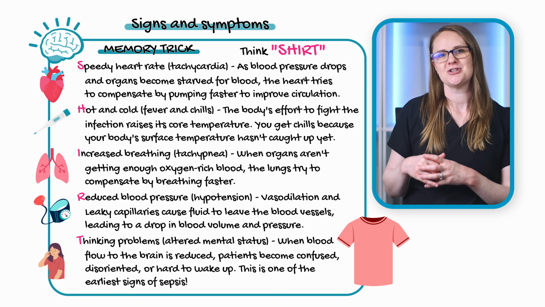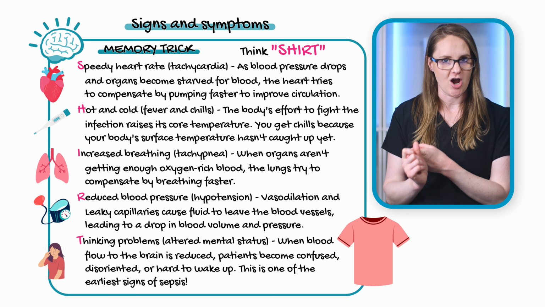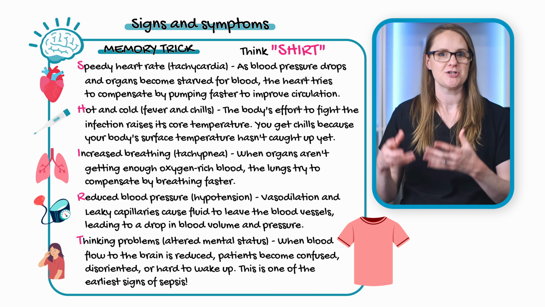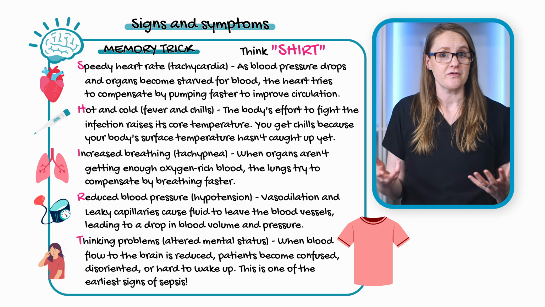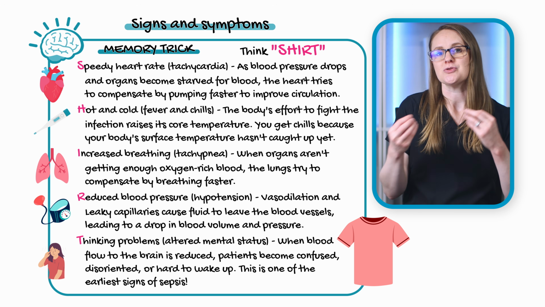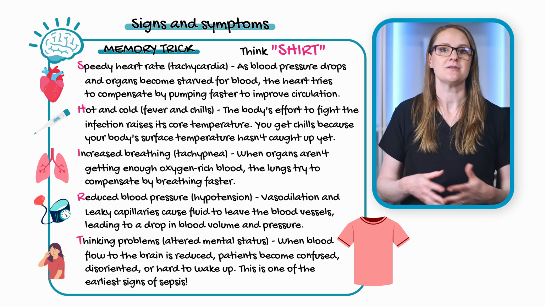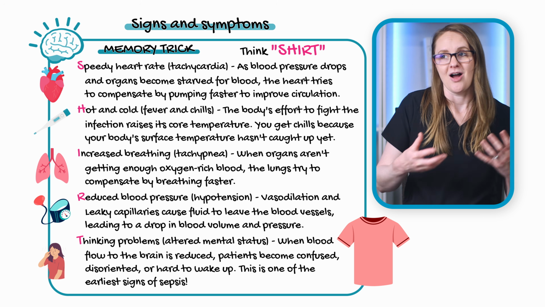So here's the SHIRT mnemonic for you. Think sepsis SHIRT. So we've got a speedy heart rate or tachycardia as the patient's blood pressure decreases and the organs become starved for blood, right? The heart tries to compensate by pumping faster to help improve circulation. So the heart is basically saying, hey, if I can't pump harder, I'll pump faster.